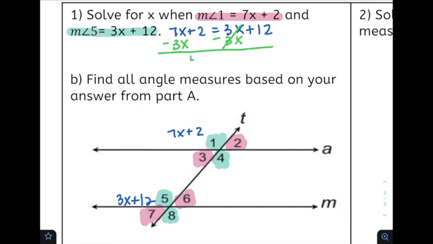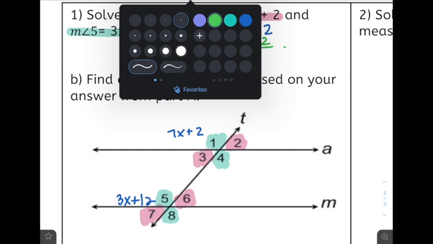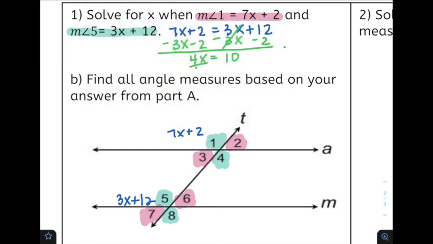I'm going to get 4x equals, and then subtract 2 equals 10. If I divide by 4 on both sides, I'm going to be getting x equals 10 over 4, which is really x equals 2.5. But remember, this is only x.